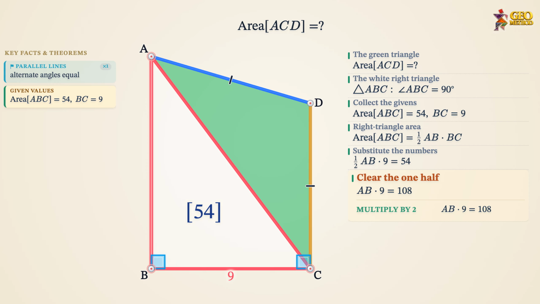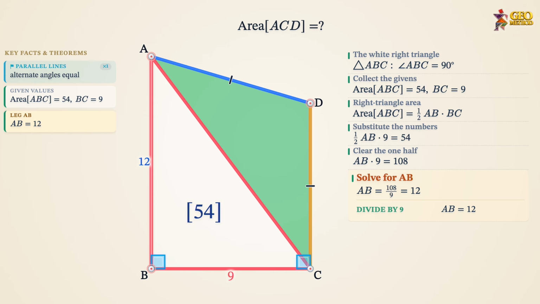Multiply both sides by 2 to clear the 1/2. Now segment AB times 9 equals 108, which we will divide to isolate segment AB. Divide both sides by 9. Segment AB equals 108 over 9, which is 12. So the left side AB is 12.